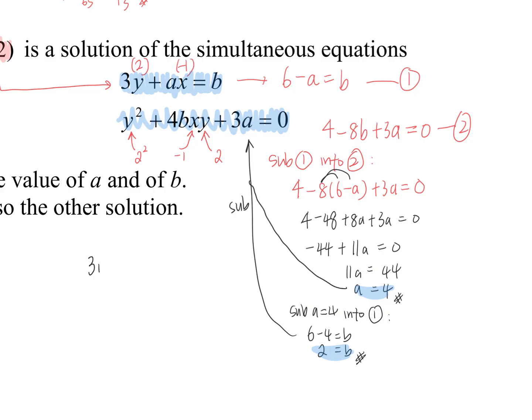Then you get 3y plus 4x equals to 2, one equation. Y square plus 8xy plus 12 equals to 0. So go and solve these two equations.